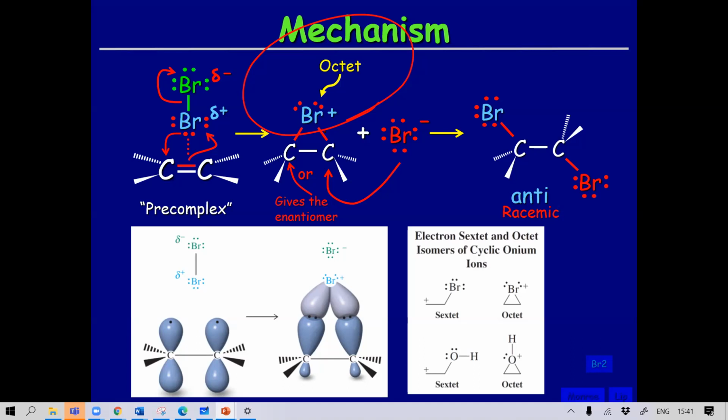Okay? So this only allows for anti-attack. Now, apart from the anti-attack, if we were to look at the resonance forms, why the brominium bridge, so the brominium bridge is this one.